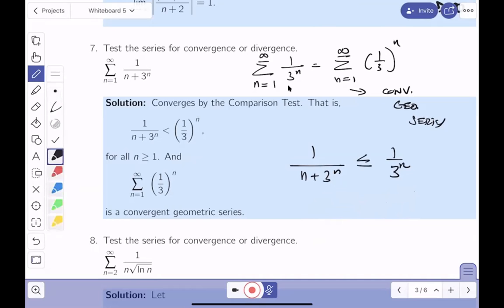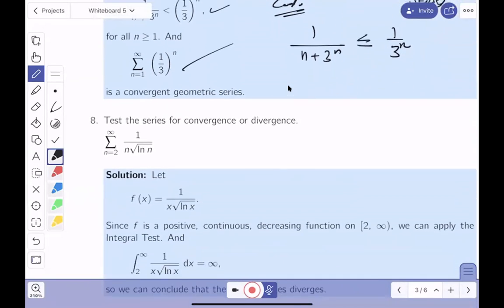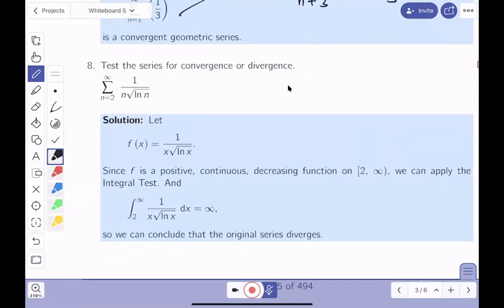So what do I now know? This is convergent. What was I using? Comparison test. All right. That's indicated over here. Comparison is written down for you as well. All right. More difficult.